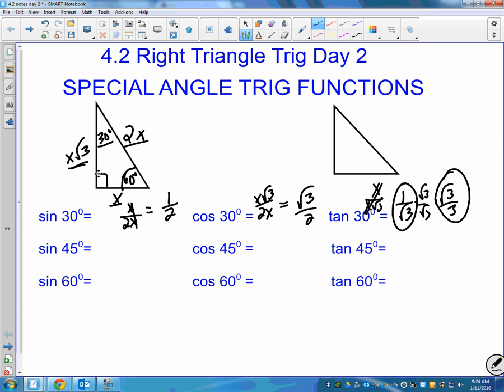Sine is opposite over hypotenuse. So what do we get for the sine of 60 degrees? Are we seeing that one up there on 30 degrees? Does it make sense that the cosine of 30 degrees is the same as the sine of 60 degrees? Because the opposite side just switched to the adjacent side, and the adjacent side switched to the opposite side.